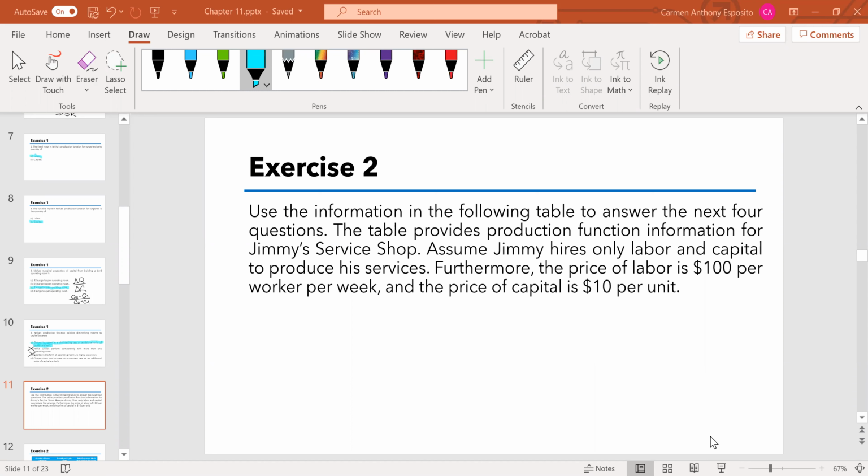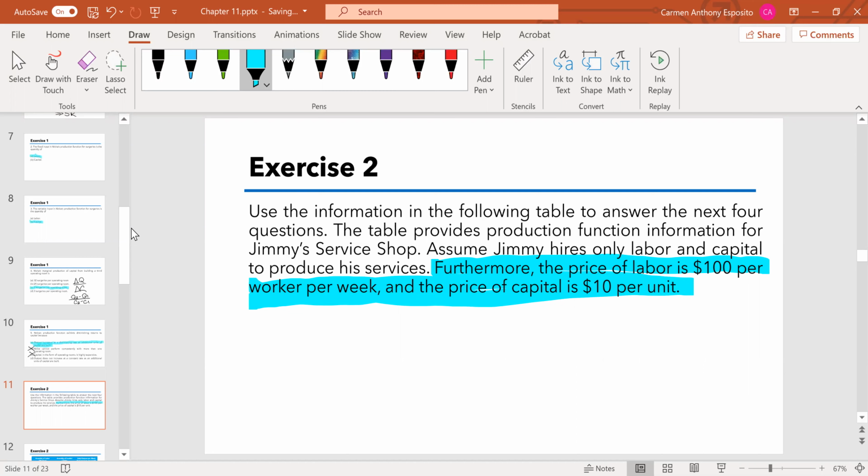So let's continue on and look at exercise 2. Use the information in the following table to answer the next 4 questions. The table provides production function information for Jimmy's auto service shop. Assume Jimmy hires only labor and capital to produce his services. Furthermore, the price of labor is $100 per worker per week, and the price of capital is $10 a unit. So this will be very important information because this will help us relate cost at some point.